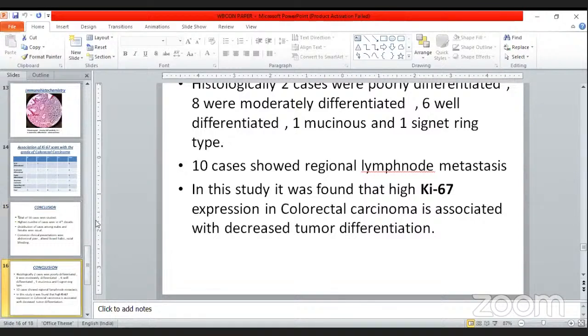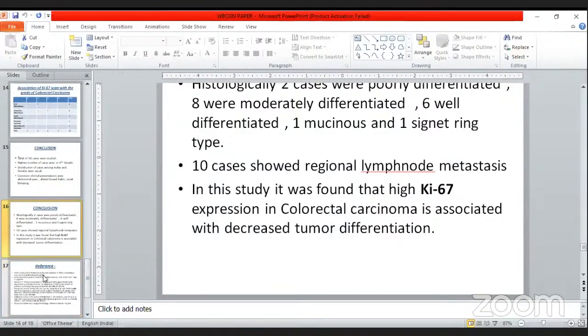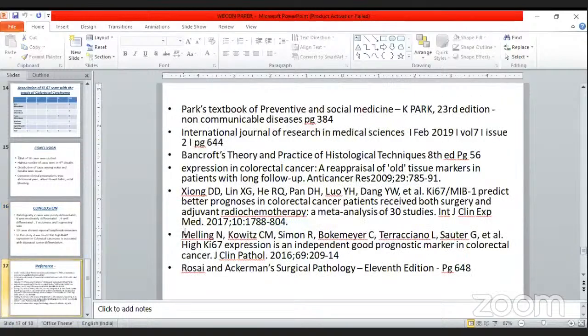Histologically, 2 cases were poorly differentiated, which showed 3+ staining, 8 were moderately differentiated, 6 well differentiated, and 1 each mucinous and signet ring type. 10 of the cases showed regional lymph node metastasis. Overall in this study, it was found that high Ki67 expression in colorectal carcinoma is associated with decreased tumor differentiation, thereby poorer prognosis. These are the references that I used.